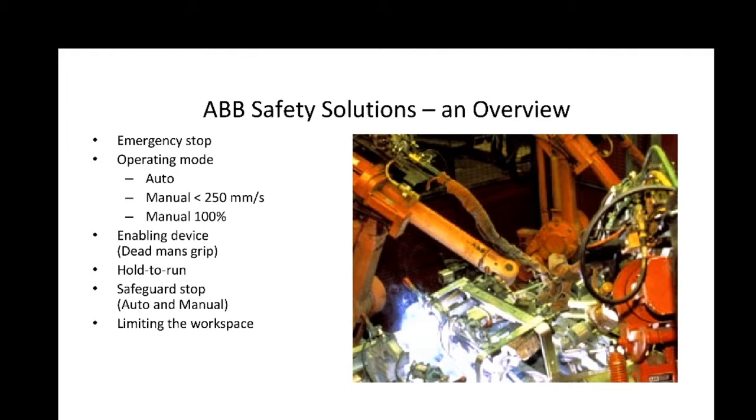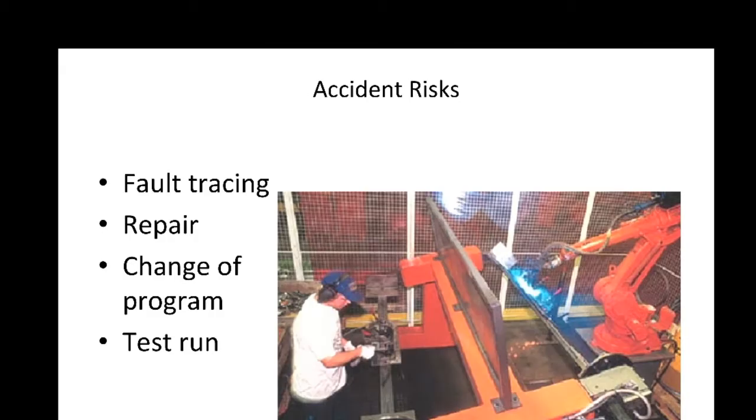And then next, accident risks. What are the accident risks? Fault tracing, which means we are tracing the robot in a fault manner, and repair activity. In case we are repairing the robot, at that time we have a risk of accidents. Change of program: already we have done one good program, and we are going to change it without any knowledge of the robot. At that time an accident risk will happen.